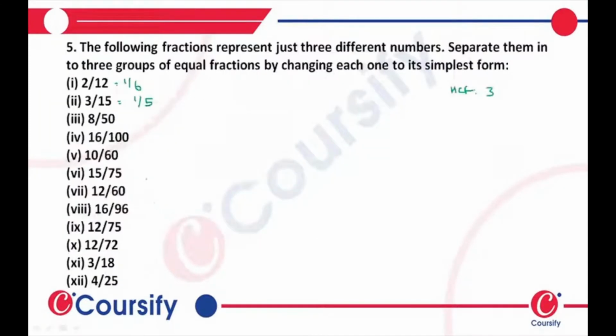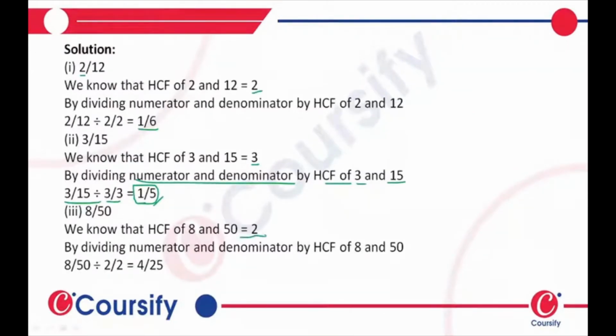Next question, we have 8 by 50. So what is the HCF of 8 and 50? So over here we know that by factorizing and finding the highest common factor, we find that the HCF of 8 and 50 is 2. Okay. So what is 8 divided by 2? 8 divided by 2 is 4. Okay. And 50 divided by 2 is 25. So the answer is 4 by 25. So HCF is equal to 2. By dividing the numerator and denominator by the HCF of 8 and 50, we get 4 by 25.